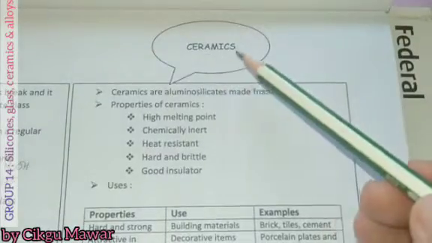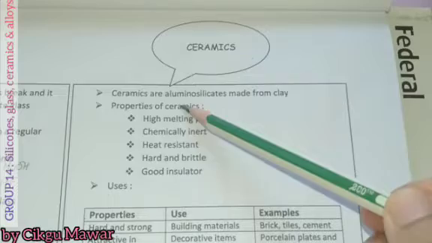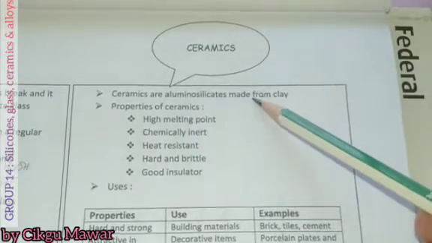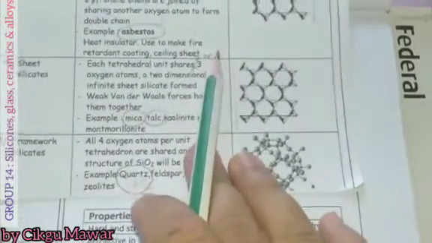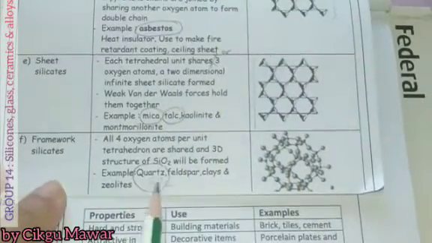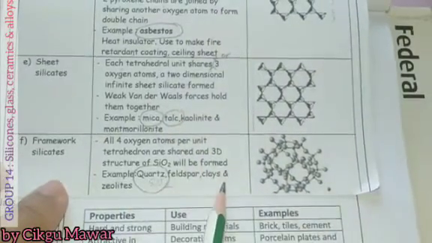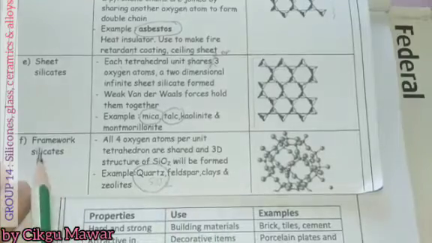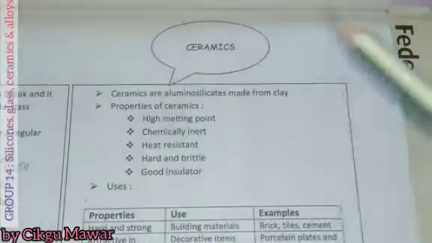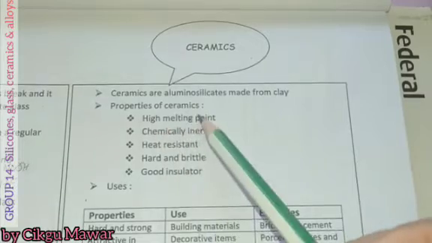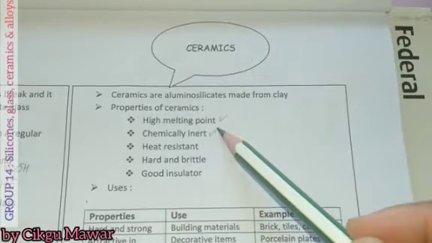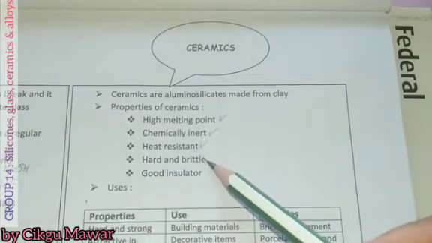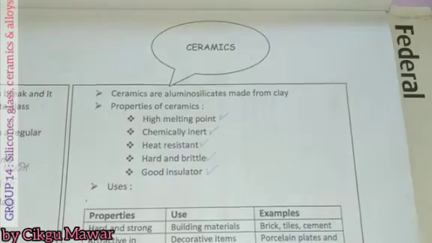Now we move to the ceramic topic. Ceramics are aluminosilicates made from clay. So we take a look again at the framework silicates. Examples of framework silicates: we have quartz, feldspar, clays, and zeolites. So now is ceramic. What are the properties of ceramic? It has a high melting point, is chemically inert, heat resistant, hard and brittle, and is also a good insulator.